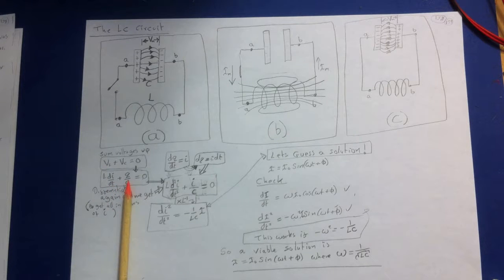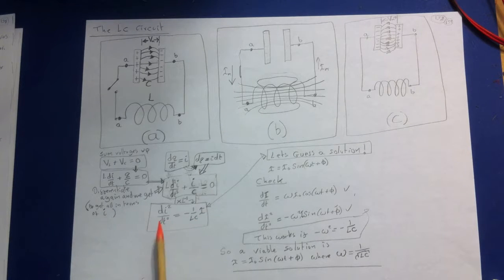With this term, Q over C, remember that dQ by dt equals I, so we can just as easily write that Q equals the integral of I dt. So if we put that in there, then when we differentiate both sides, the dt's are going to cancel, and we end up with I over C. So now we've got this, we can rearrange it a bit, and we end up with a second order differential equation, and we've got I isolated on this side.